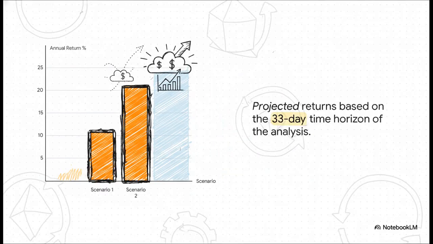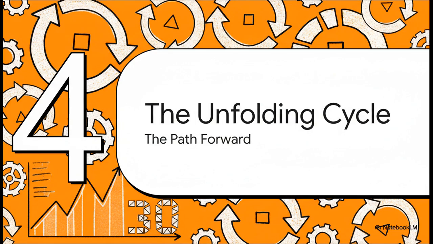Now, if we take those projections and annualize them over that 33-day time horizon, the difference really pops. Scenario 1 projects an annual return of just over 10.8%. But scenario 2, if it plays out, projects nearly double that, coming in at 21.45%. So that's the complete setup for phase one. What happens after that? In our final section, we're going to lay out the sequence of phases that the model documents for the rest of the cycle.